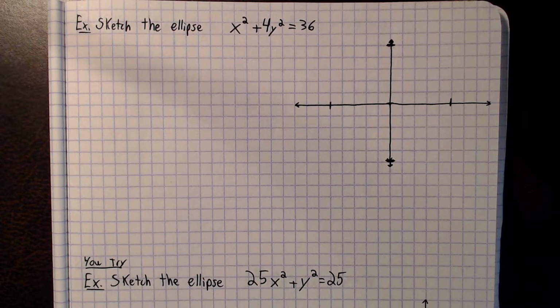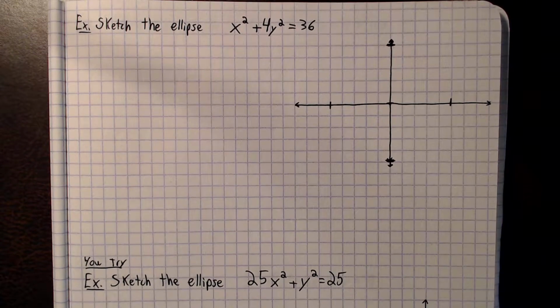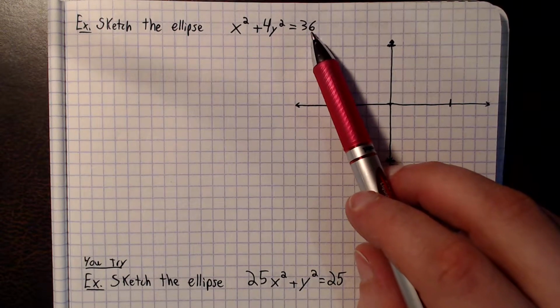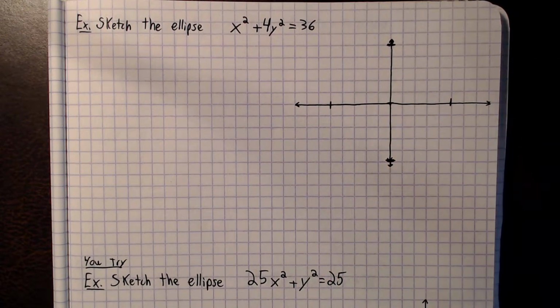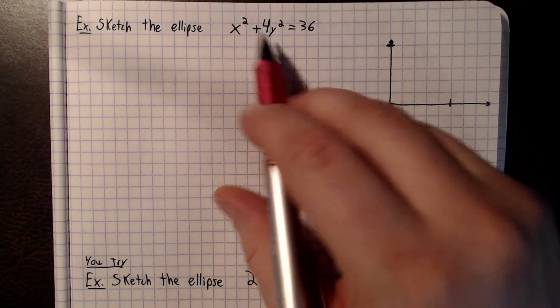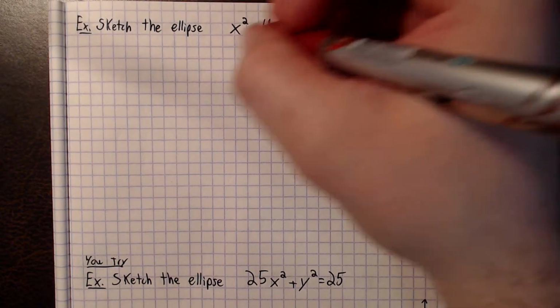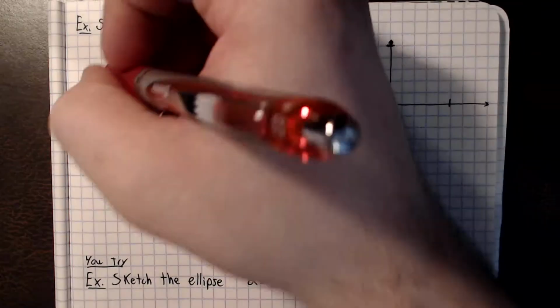Pretty easy to do. They want us to sketch an ellipse that has the equation x squared plus 4y squared equals 36. Now, we're actually in some pretty good shape right here because really all I need is for this to be a 1 and we've got everything we need. We have our x squared and our y squared. So here's what I'm going to do. I'm going to divide everything by 36. That's going to make that a 1.